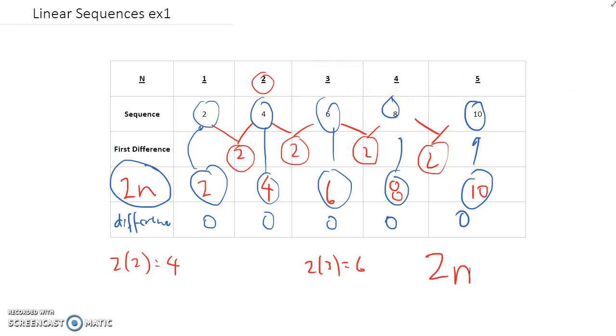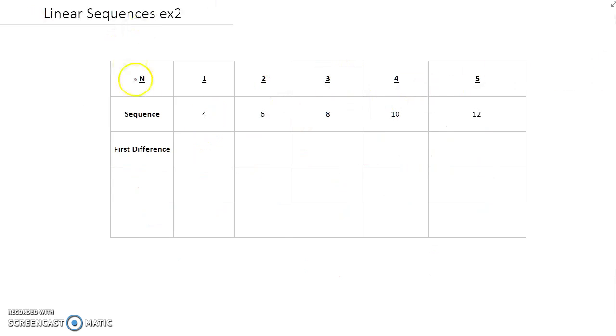Now let's have a look at another case where that might not be so evident. You can see with this one there is still a pattern going on. The first difference is 2, the second difference is 2, and the next first difference is 2. Since the change happening in each step is 2 and it's constant, I can say that the base will be 2n.